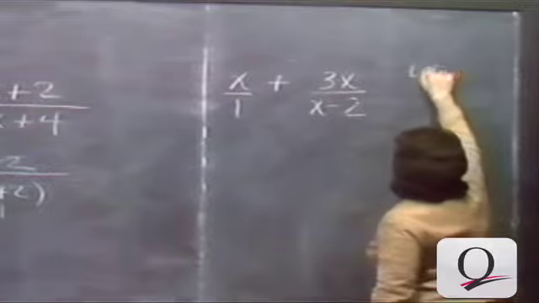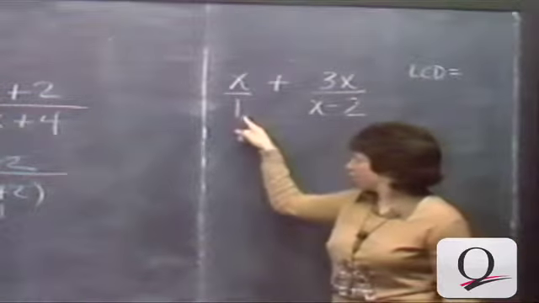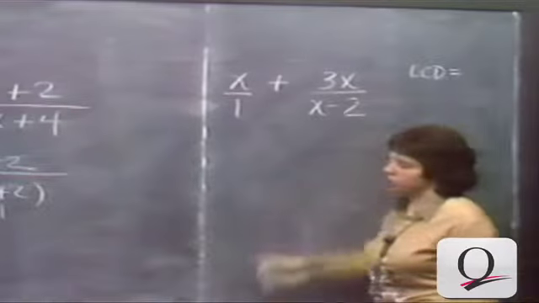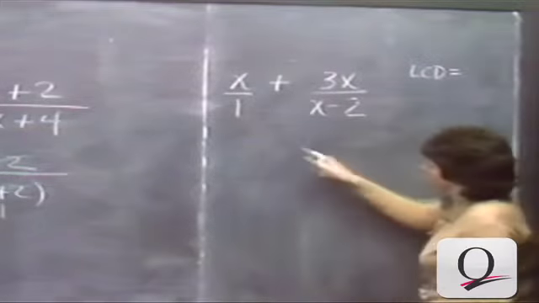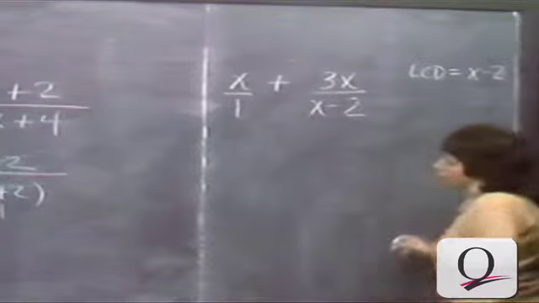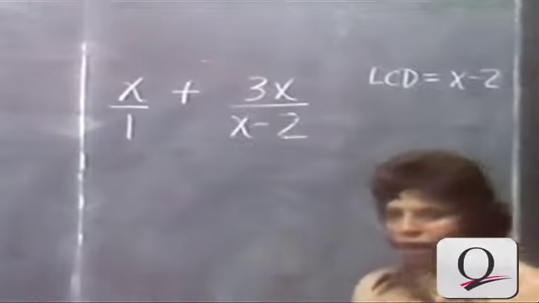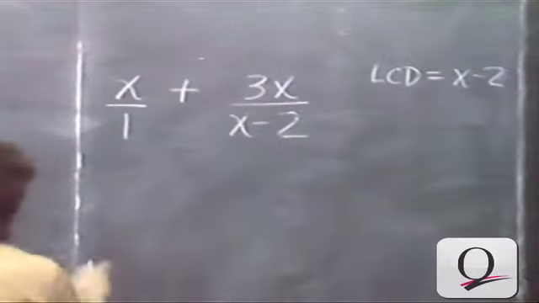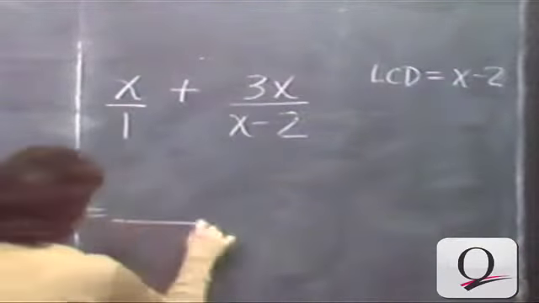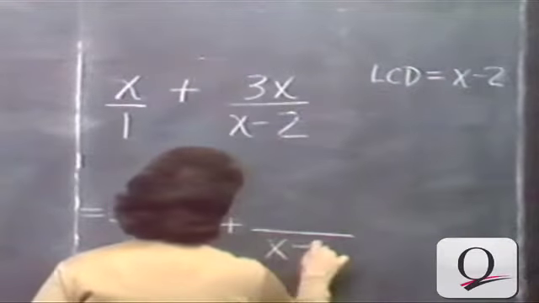Now, the LCD in this case is very simple to find because this denominator is just 1. This is just x minus 2. So we need 1 times x minus 2, or just x minus 2, for the LCD. Taking each factor the greatest number of times it appears, we just get the product of denominators in this case. We're going to combine these fractions over the LCD of x minus 2.